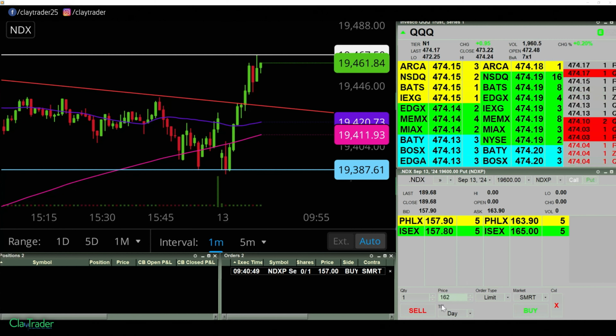But this is all derived from, all right, noticing that upper shadow, I think there's going to be enough weakness for me to be able to pull off a trade here. So let's see how this all plays out.